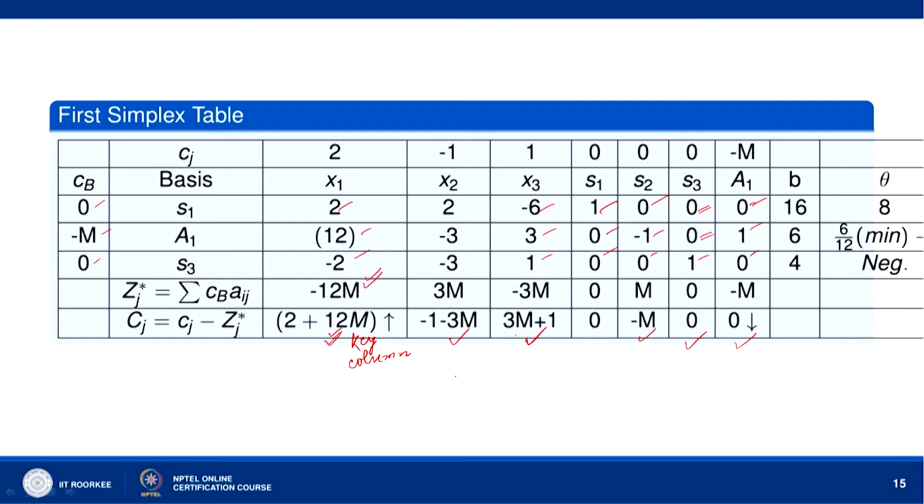Let us now find the outgoing variable. So, divide the elements of B column by the elements of key column. So, 16 divided by 2 is 8, 6 divided by 12 is half, okay, this is half, and then 4 divided by minus 2 is minus 2. So, we have to consider the minimum positive ratio. Minimum positive ratio is this half. Okay. So, this is our key element, the intersection of key row and key column gives us the key element. So, key element is 12.